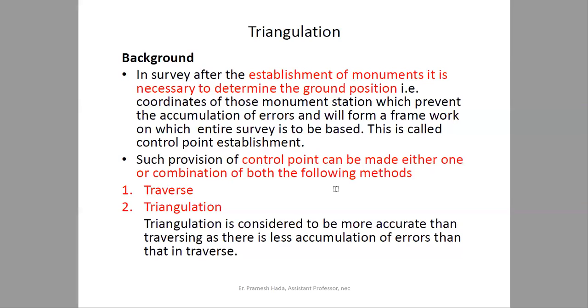In the case of control point establishment, triangulation is considered to be more accurate than traversing, as there is less accumulation of errors than in traversing. Okay, why triangulation is preferred is that it is considered more accurate than traversing, as there is less accumulation of errors. You got my point.